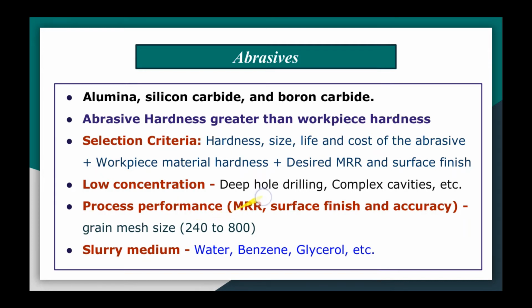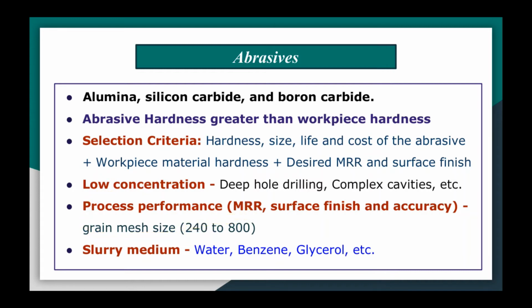And the process performance is evaluated in terms of MRR, as we know, as well as the surface finish and the accuracy obtained on that finished or machined component. So these points are taken into consideration for the process performance evaluation. And as we know, the function of grain size, that is the grain mesh size of the abrasive particles, is also considered for the evaluation of the process performance.